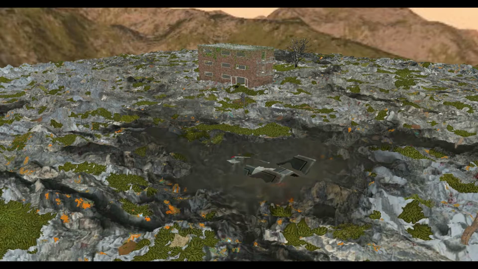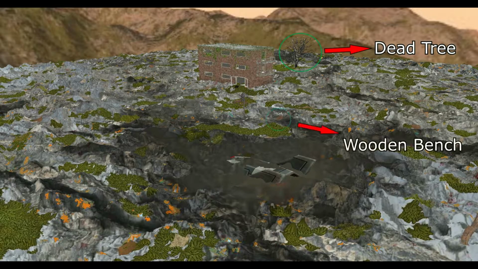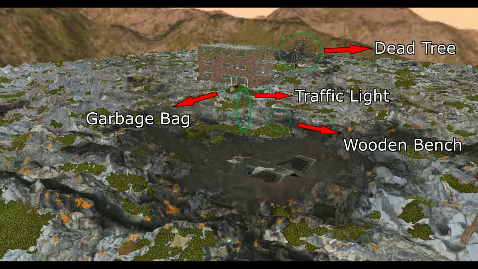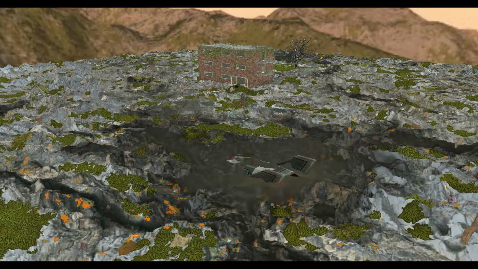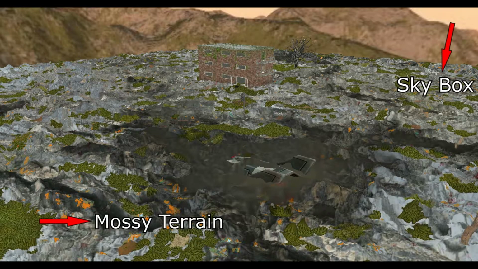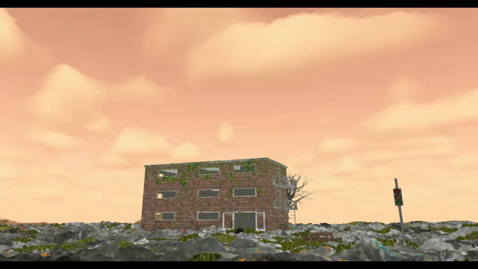Some included elements that we are able to spot are the dead trees at the back, the dull sky, and the abandoned hospital infrastructure. In my game scene, I have included 5 different assets. They are a dead tree, wooden bench, traffic light, garbage bag, and an abandoned hospital. External assets would be the dull sky skybox, mossy terrain, and a height map for it.